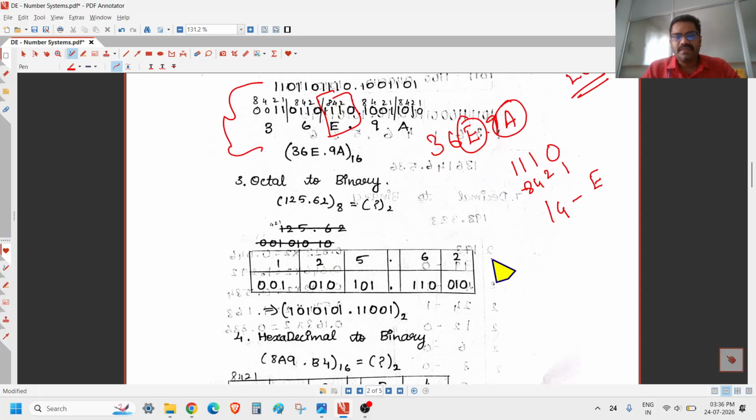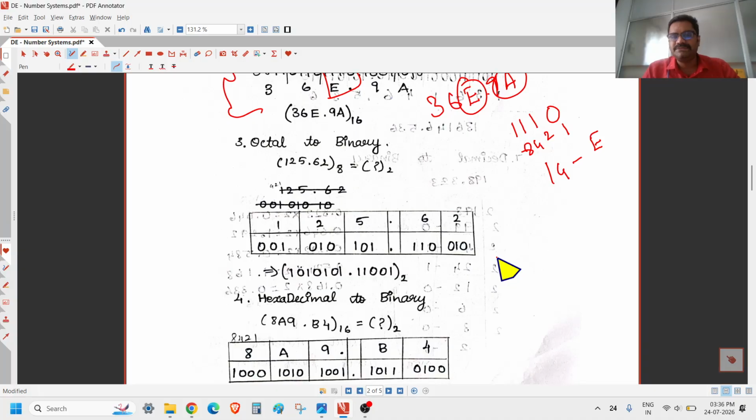Next, octal to binary and hexadecimal to binary. It is simply the straight opposite of the above conversions. You can see 125.62. That means you have to split the number: 1, 2 and 5. For 1, with the help of the 4 2 1 concept, we write 001. For 2, it is 010. And for 5, 101. Likewise you have to write them, and after that we combine the numbers. So this is the answer, right?